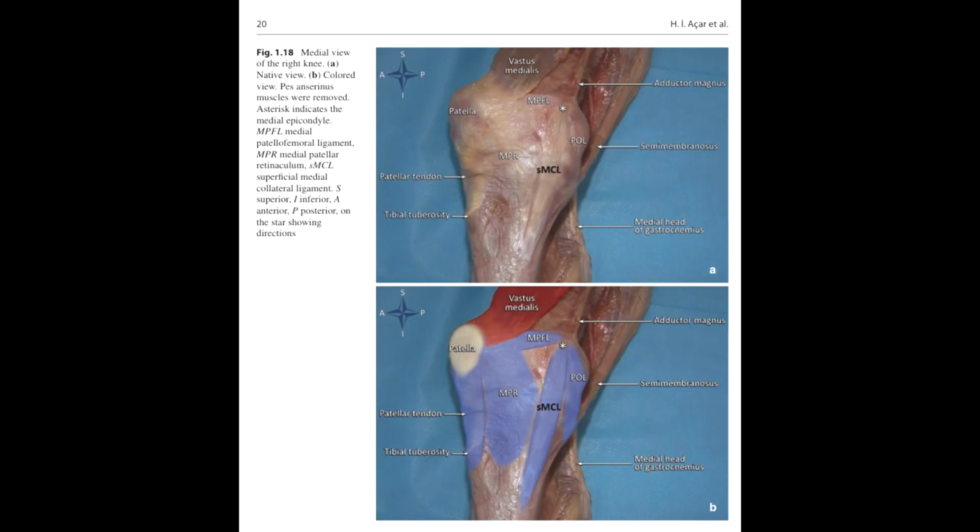Now, we have exposed one of the most clinically relevant stabilizers of the knee, the medial collateral ligament, MCL, highlighted here in figure 1.18.